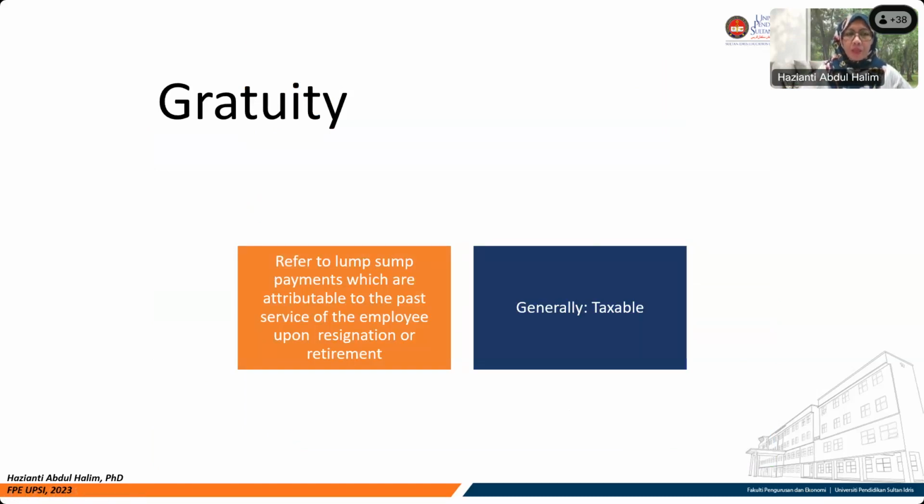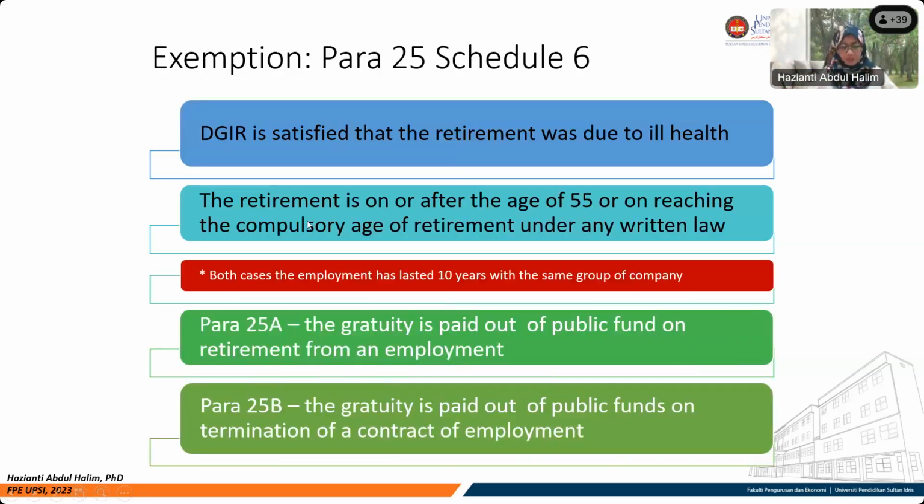Right, gratuity. Later when we go to non-business income, section 4D, you will see gratuity again. But I will discuss gratuity here because gratuity is normally paid as a monetary benefit in the form of cash. So it is a lump sum payment attributable to the past service of the employee upon resignation or retirement. You do not always get gratuity, you get it whether you resign or you retire. In general, gratuity is taxable, but there are some exemptions with regard to gratuity.